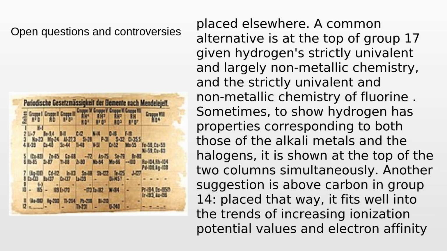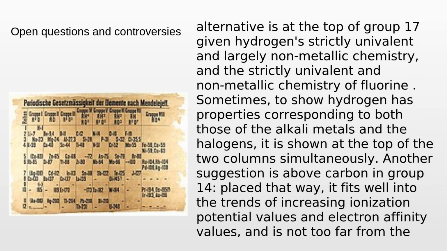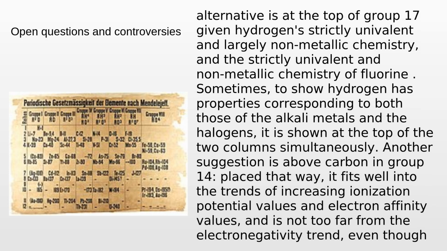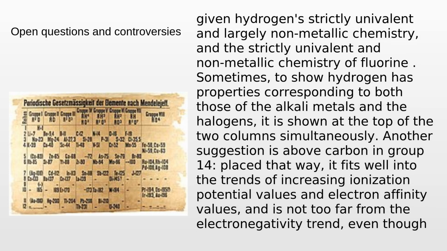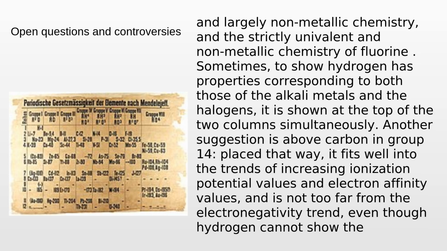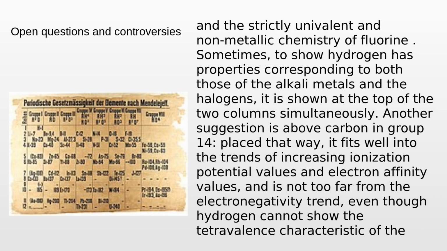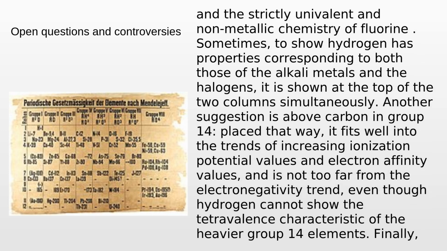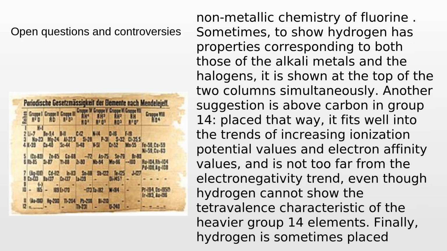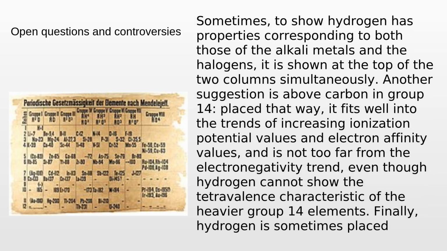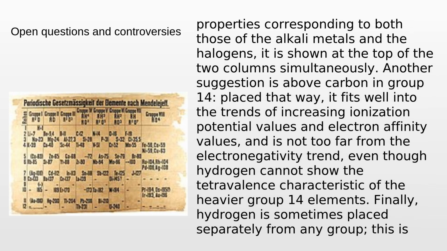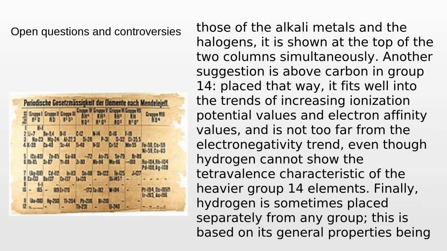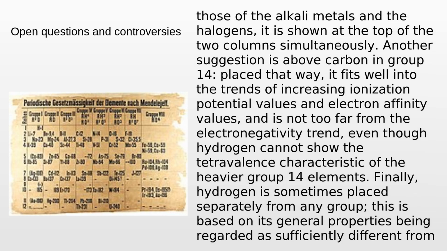A common alternative is at the top of Group 17, given hydrogen's strictly univalent and largely non-metallic chemistry, and the strictly univalent and non-metallic chemistry of fluorine. Sometimes, to show hydrogen has properties corresponding to both those of the alkali metals and the halogens, it is shown at the top of the two columns simultaneously.